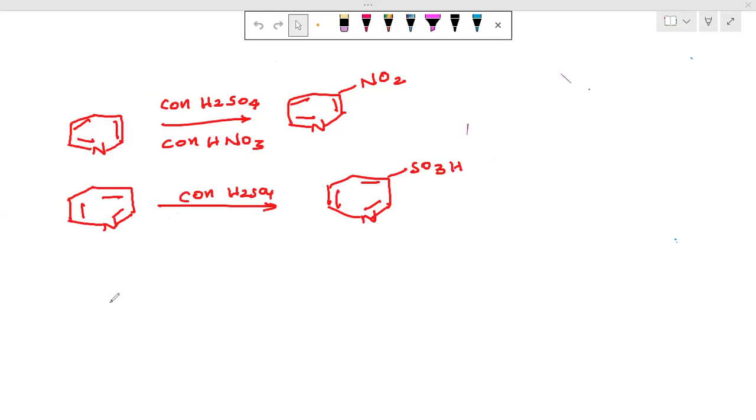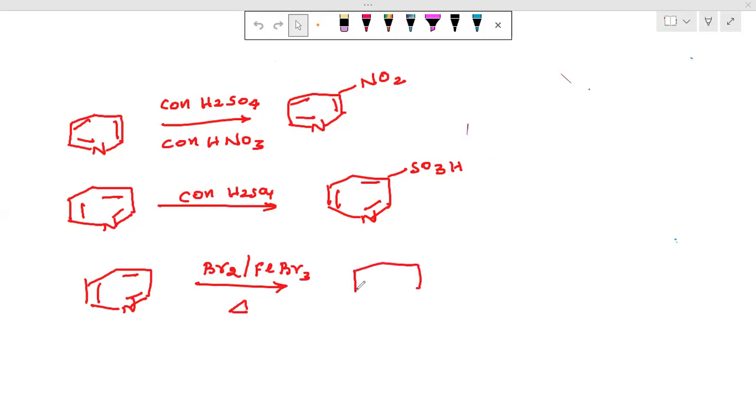Then bromination. This reaction is the bromination. It attacks at C3 in the presence of bromine and a Lewis acid, FeBr3. We heat it well, and the bromine attacks at the C3 position.